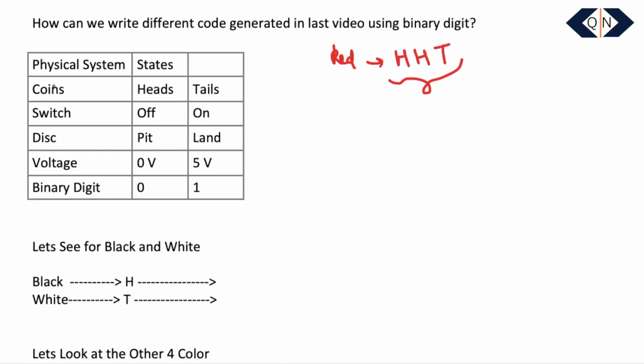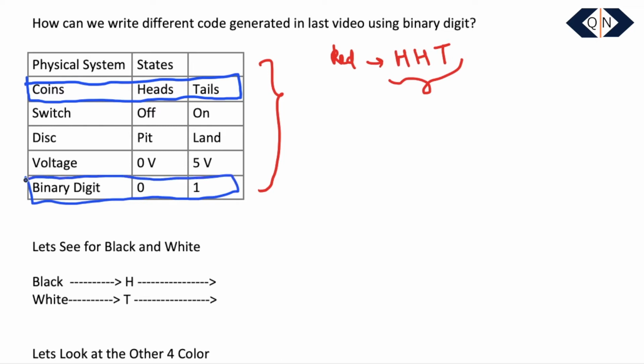So you have already gone through this table if you watched my previous lecture also. We will only be looking at these two things currently because we are dealing with a coin. So coin, head, tail and the binary digit. Got that? So we will be assigning every head 0 and every tail 1.